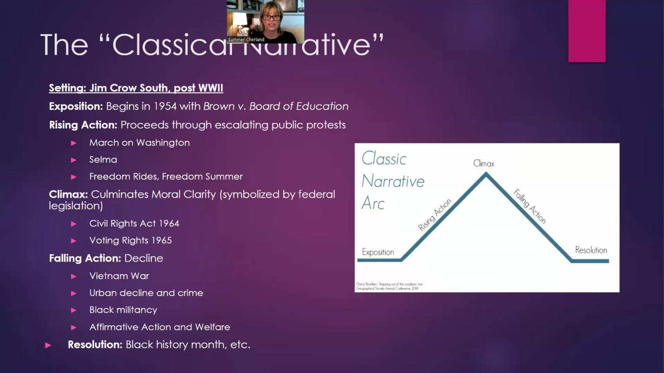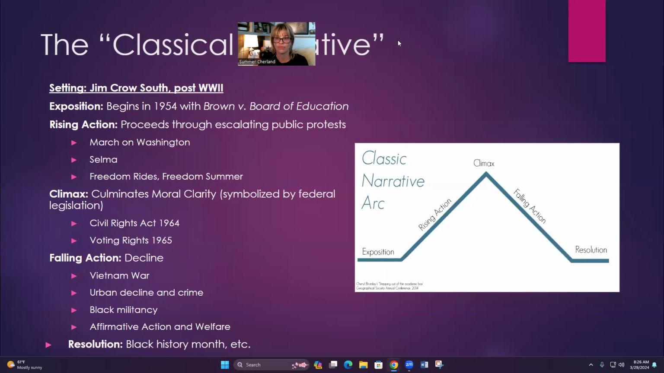If we're telling the civil rights movement, according to Hall, of course, in the classical narrative, she says the setting is Jim Crow South post-World War II. So it's post-World War II, and we're in the South primarily, and that is where this all takes place. Okay, then the exposition is backstory. What happened before? It begins in kind of 1954 with Brown v. Board of Education. The Supreme Court rules that segregation in schools and public accommodation is no longer constitutional. It's illegal, it's outlawed, it's not okay.